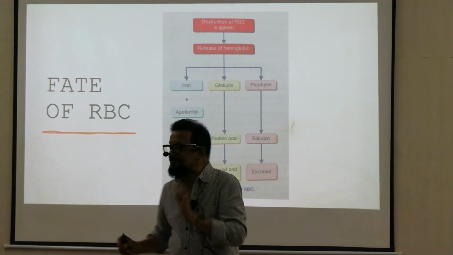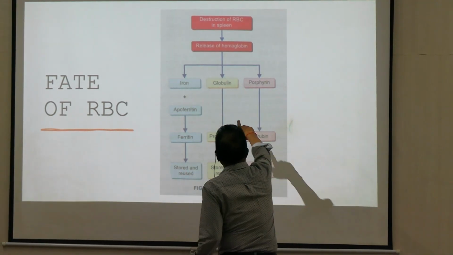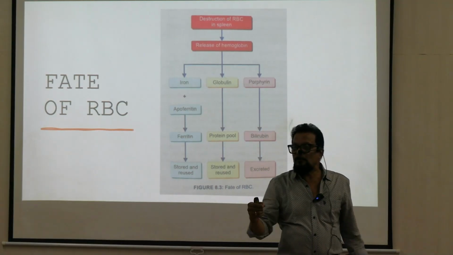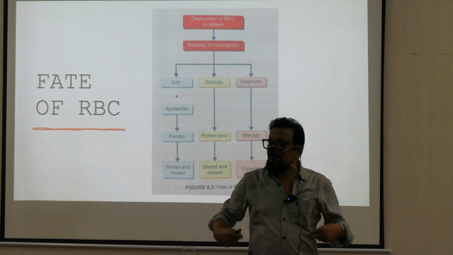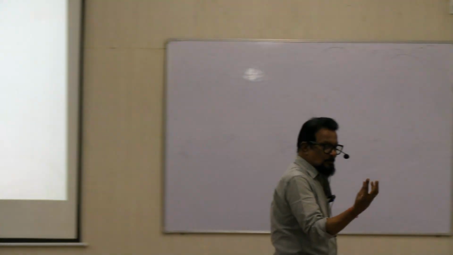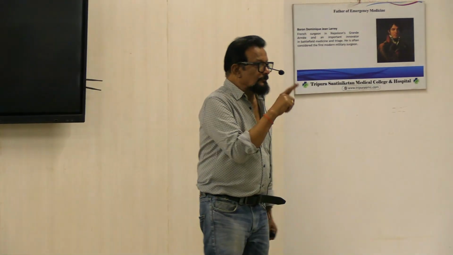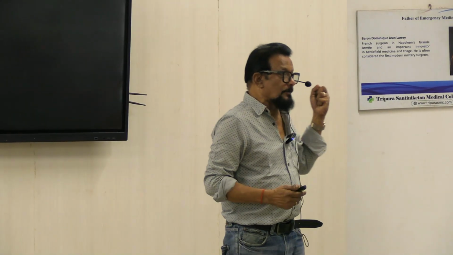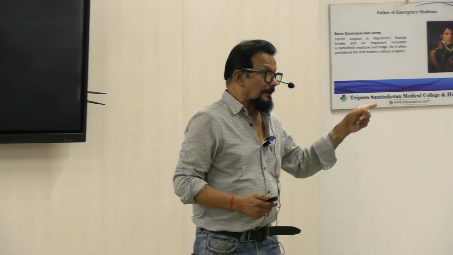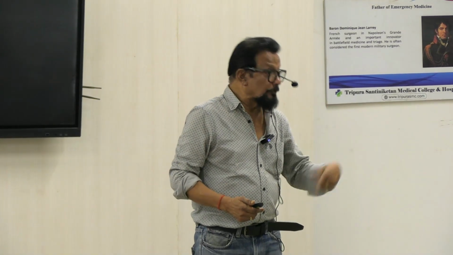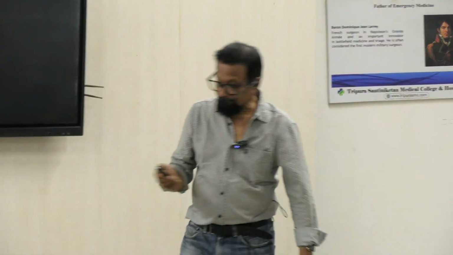Okay, and the porphyrin part will be degraded into bilirubin, and this bilirubin will be excreted through bile into our GI tract. Because of the presence of these bile pigments, our stool has a particular color. Some part will be absorbed and converted into urobilin, and it will be excreted through urine, giving it a particular color.